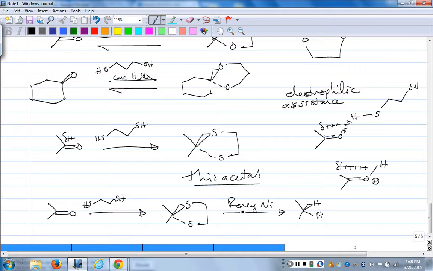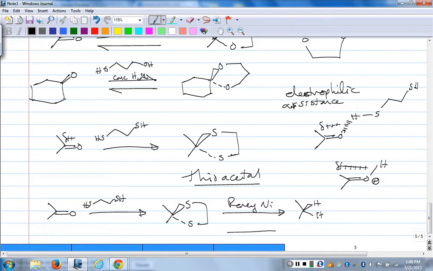Raney nickel is an activated form of nickel whose surface is already impregnated with hydrogen gas. So I don't want to say Raney nickel and hydrogen gas, because the hydrogen gas is already impregnated. But what it does is a reduction, right? And it's a reduction that bypasses the alcohol level. I go from something at the aldehyde level all the way down to the alkane level. So I'm bypassing the alcohol level.